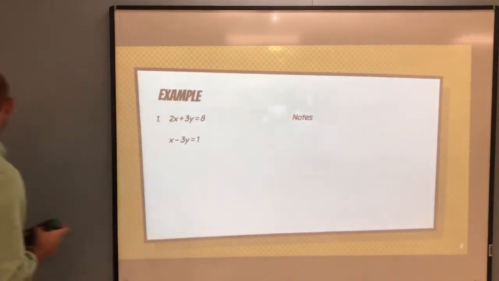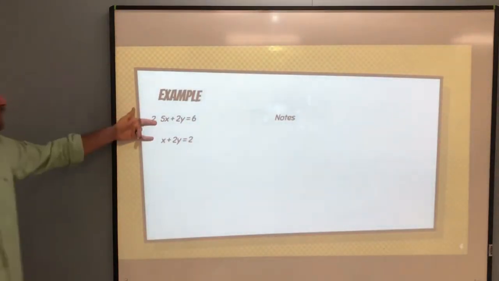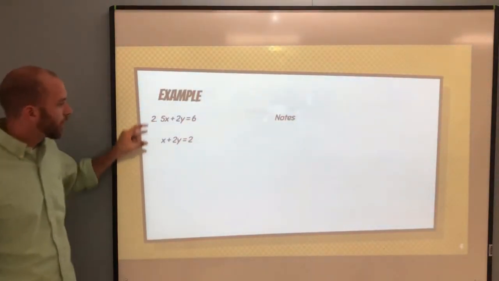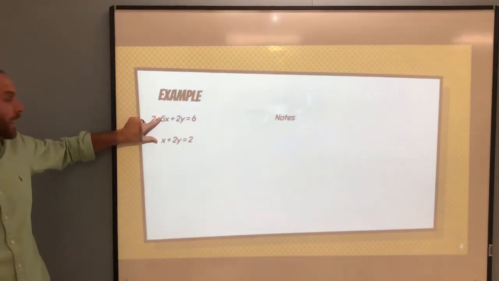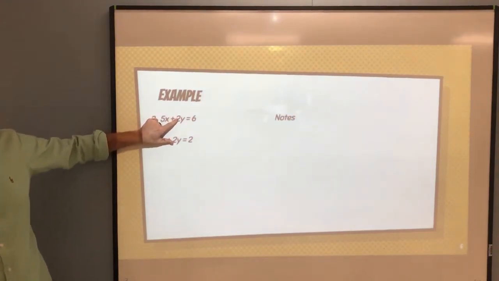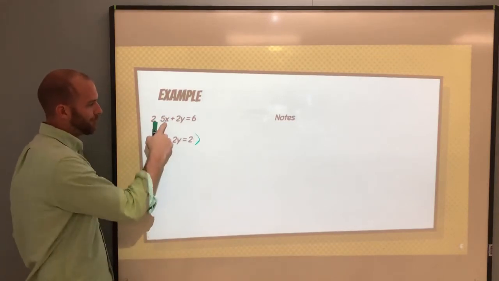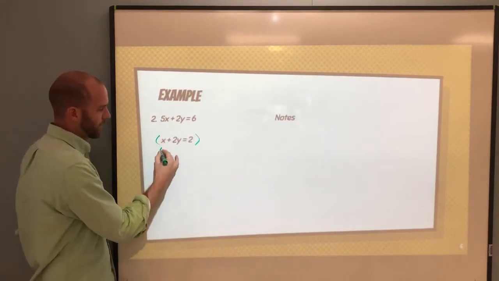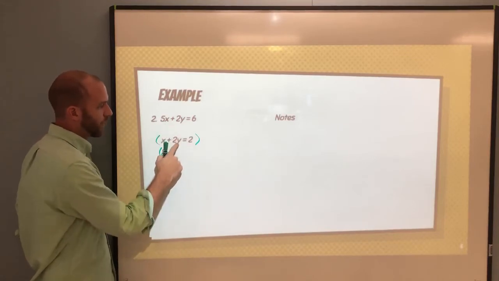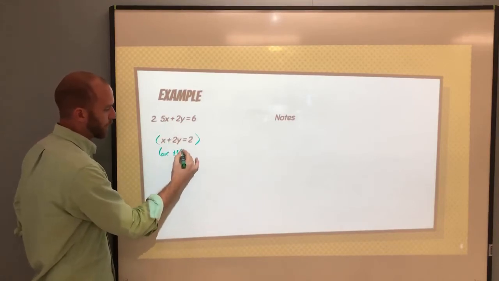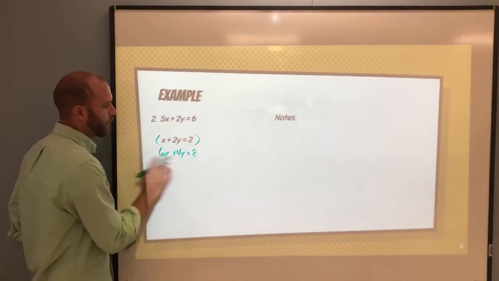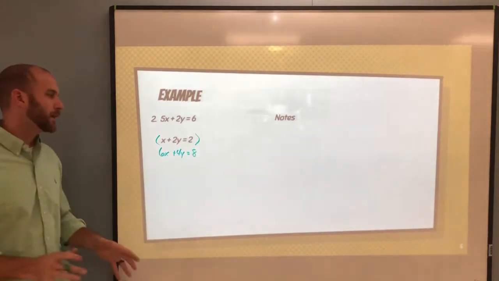The first thing that we're going to want to do is probably check our variables here. So again, we've got two equations in standard form. Our x coefficients don't match, but our y coefficients do match. Let's take a look at this. If we added these two equations together, we'd have 5x plus x would give us 6x, 2y plus 2y would give us 4y equals 8. Well, that didn't help me because that didn't eliminate a variable.